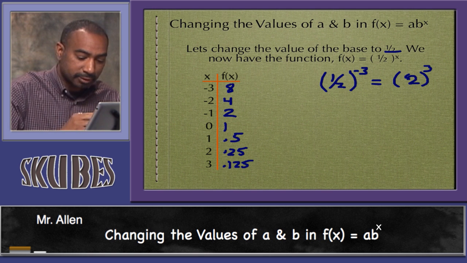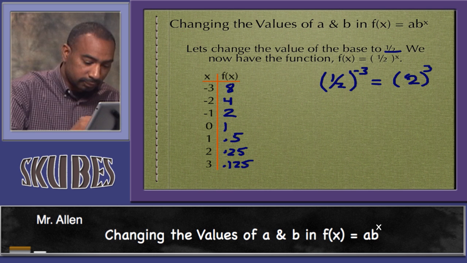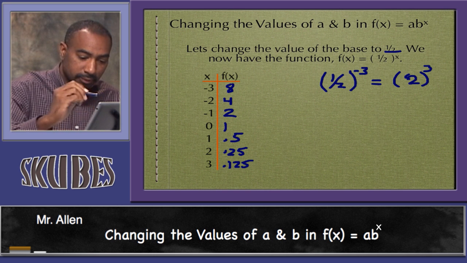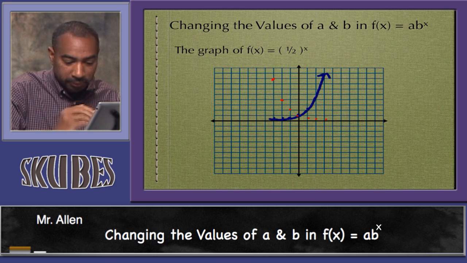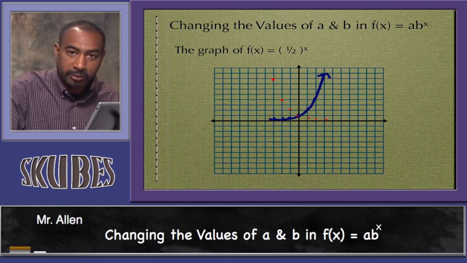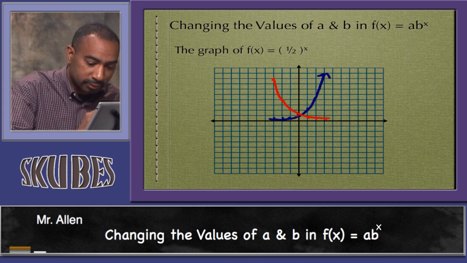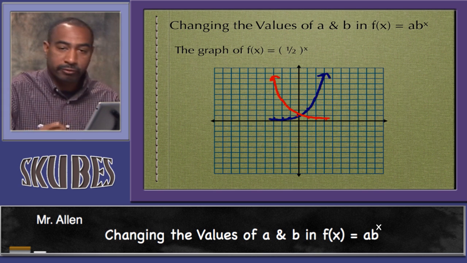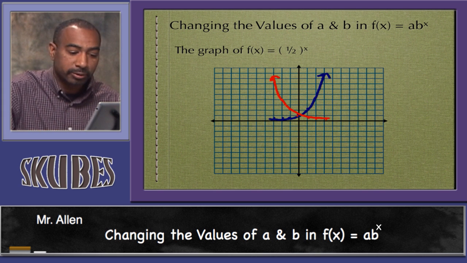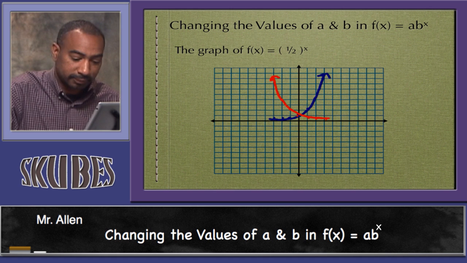So if we were to graph this, notice that the points go opposite from the original graph. So now it's going to look like this. So it actually reflects from the original graph when you make that base 1/2.